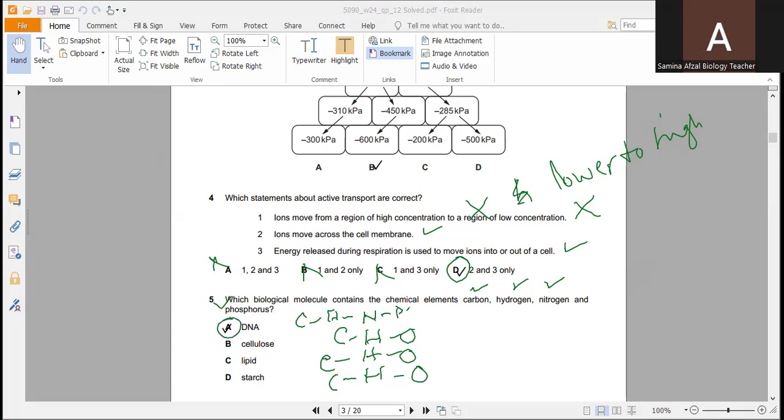DNA, the unit of DNA is the nucleotide. And nucleotides are made up of one nitrogen base, a pentose sugar, and thirdly, a phosphate molecule. So in this way, DNA is the correct option.